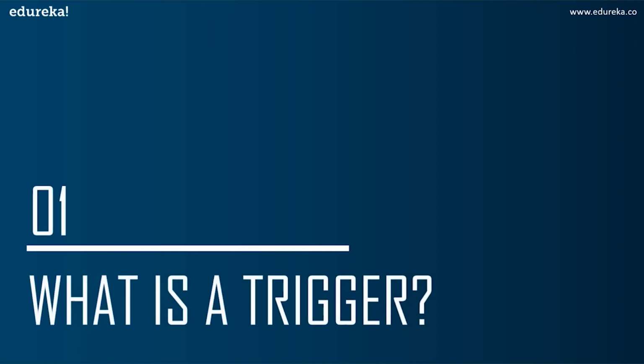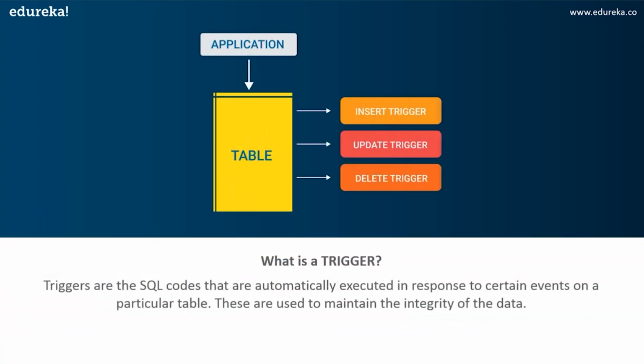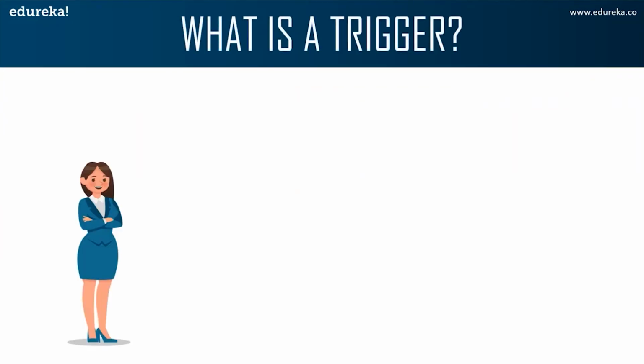The first topic in today's discussion is what are triggers? Triggers are the SQL code that are automatically executed in response to certain events on a particular table. These are used to maintain the integrity of the data in a given table. A trigger in SQL works similar to a real world trigger. I know this is a formal definition, but let's try to understand it in a better way.